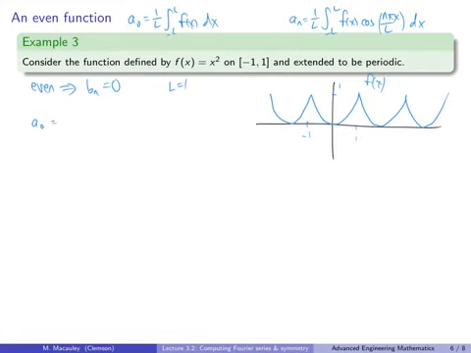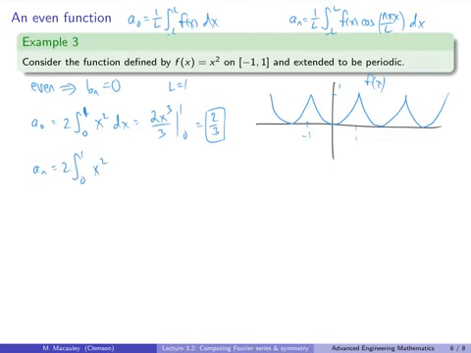So a naught is, well, I'm going to do the shortcut right away. I don't need to because it's continuous here, but I'm going to take 2 times the integral from 0 to L of x squared dx, and I get 2x cubed over 3 from 0 to 1, and so this is 2/3. So a naught is 2/3. And an, well, this is going to be messy. This is 2 times the integral from 0 to 1, doubling it again, of x squared times cosine of n pi x over L, L is 1, dx.